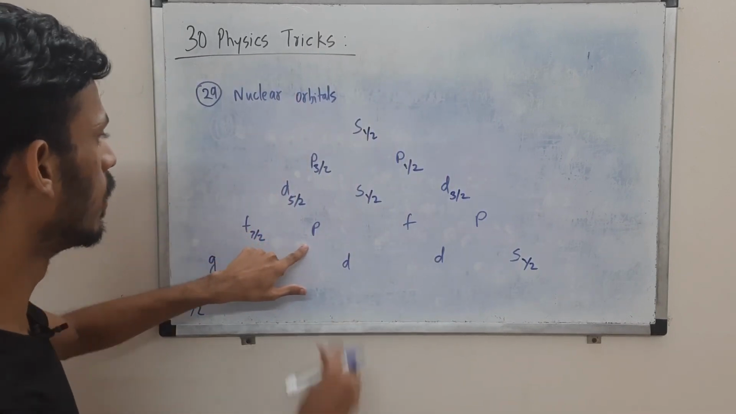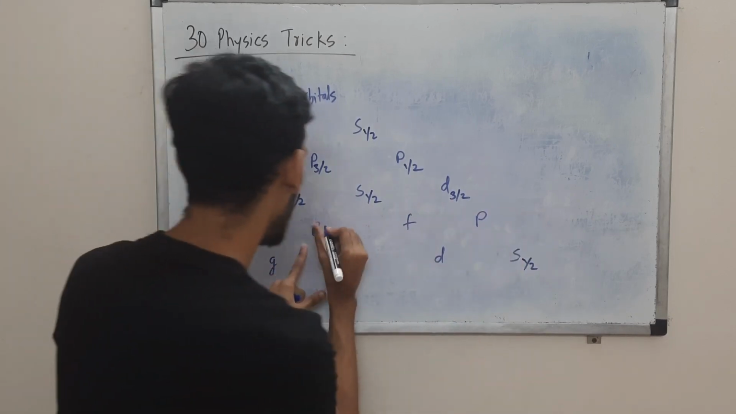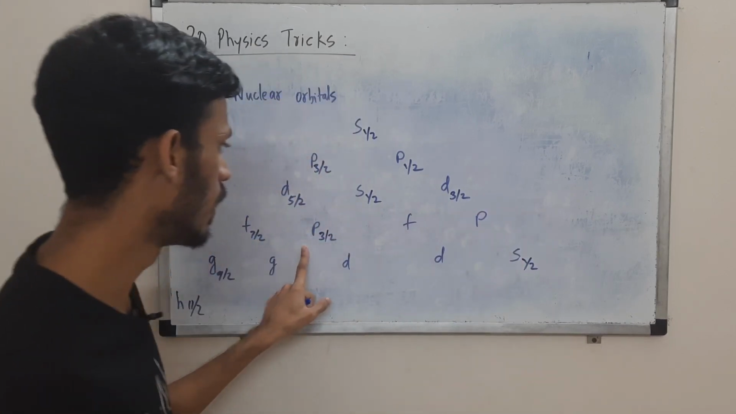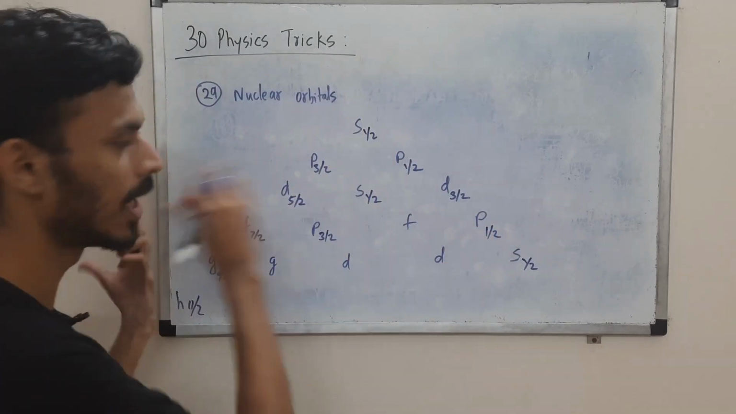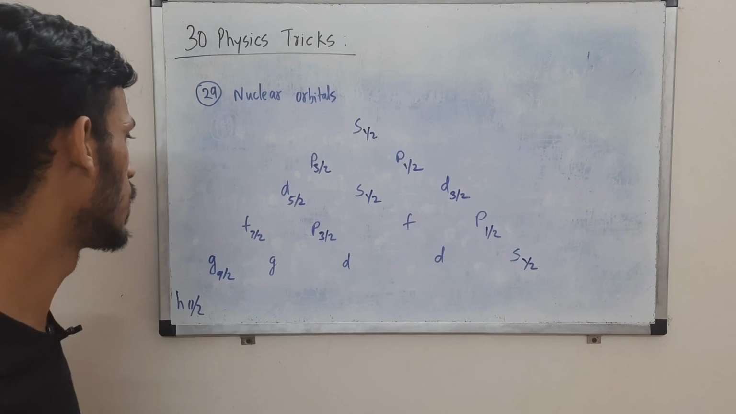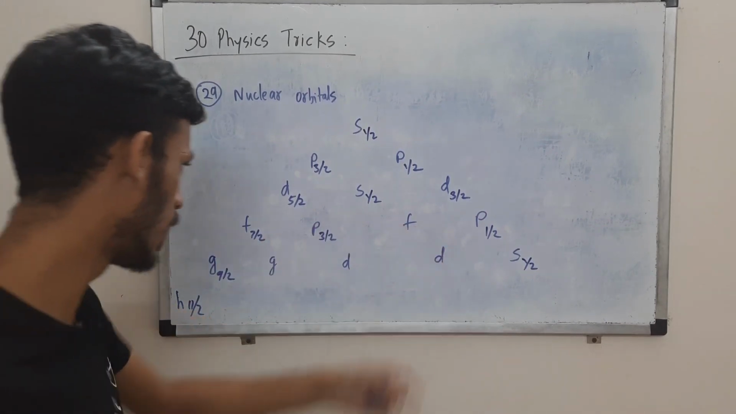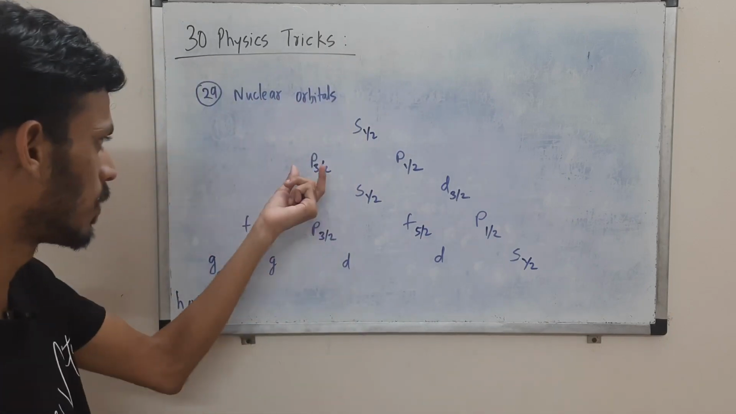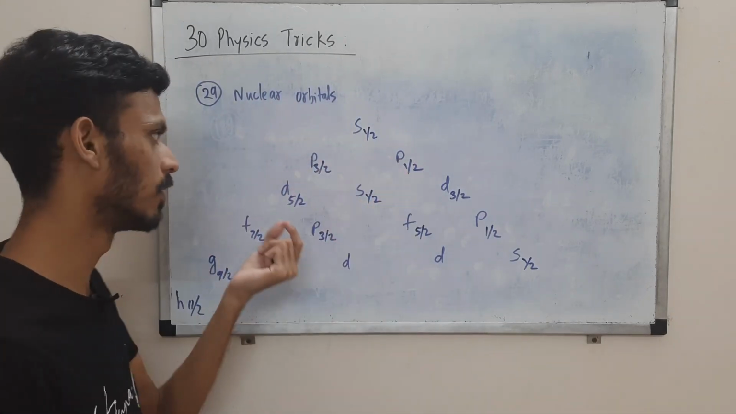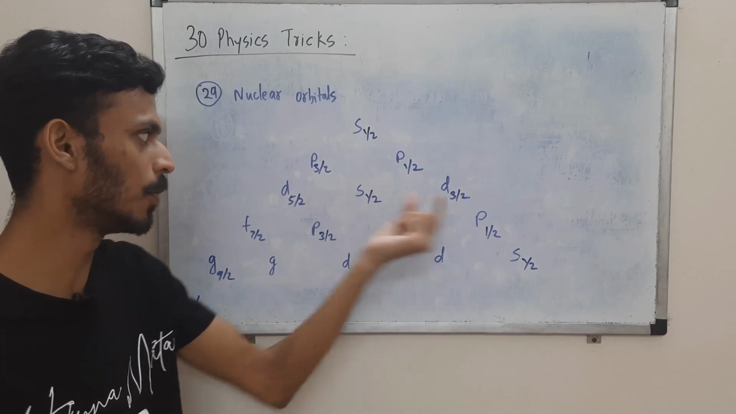For p, again there is no p over here, so it will start with 3 by 2, and this p will be 1 by 2. Okay, 3 by 2, 1 by 2. So higher j will come first, then lower j. So 7 by 2 minus 1 is 5 by 2. In this direction it is minus 1. So you start with 3 by 2 minus 1. Again you start by 5 by 2 minus 1.